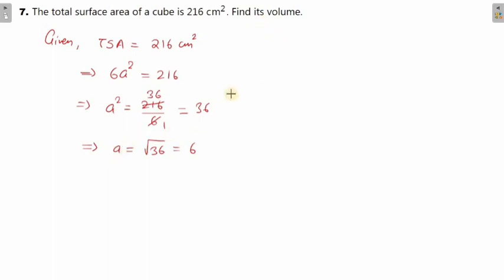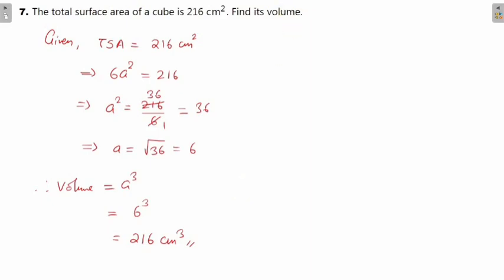The question is asking you to find the volume. So therefore the volume will be a cube, all of you know the formula. Now a is 6, so 6 cube. 6 cube is again how much? 6 cube is again 216. So the unit is going to be centimeter cube this time. Simple. So you may pause the video and note down your solution.